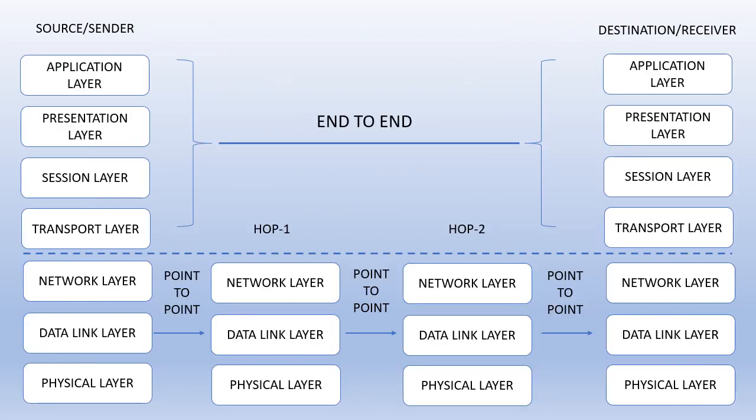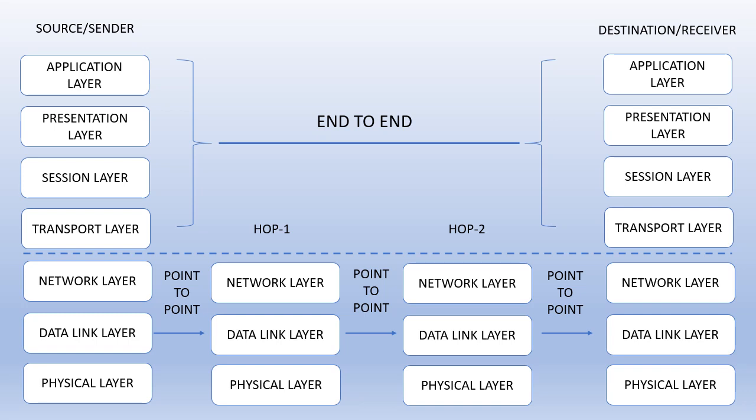The dotted line here segregates the end-to-end connection layers and the intermediary connection layers. The layers from application to transport layer are responsible for communication between the source and the destination, whereas the below 3 layers define how a message is routed from one point to another. The end-to-end layers here are concerned with the format of data sent or received.